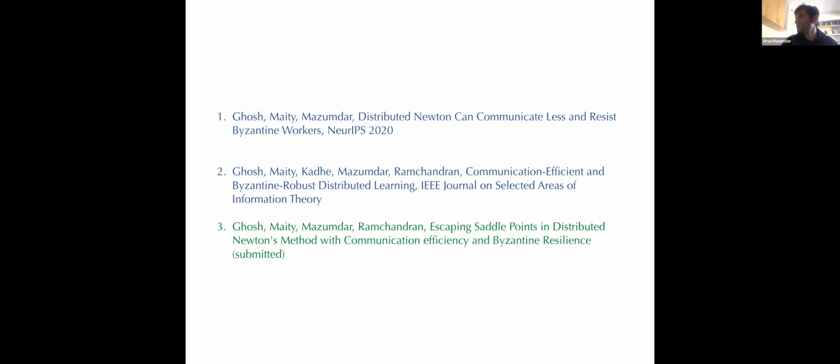So I'm just going to summarize. This was based on these three things. One paper has appeared in the Journal on Selected Areas in Information Theory recently. There is the second order method and the saddle point one, which has appeared in the last couple of years, and the method to tackle saddle points is still under submission.